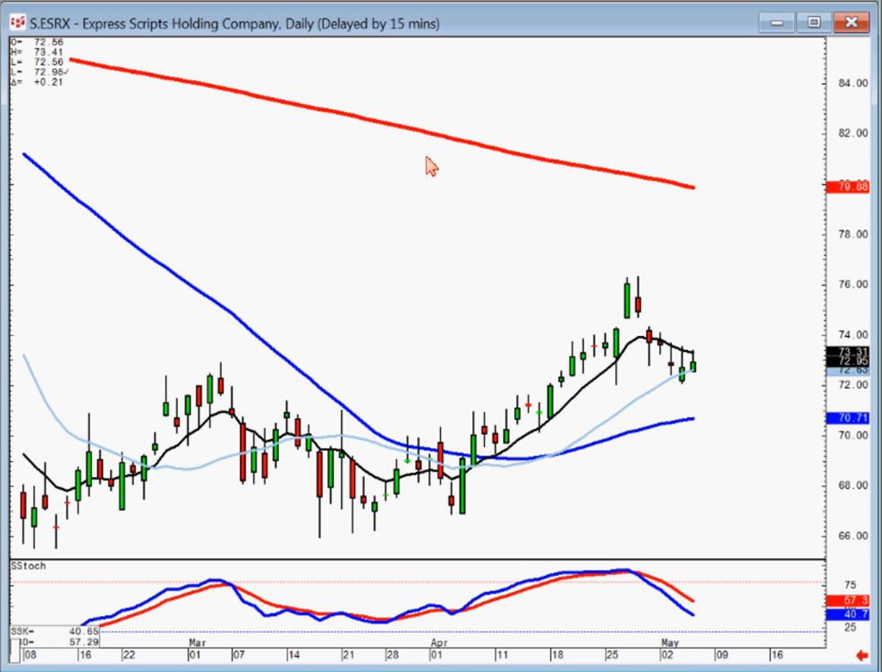ESRX hasn't been able to get back up above the T line either. If you were short, you stay short until you see it close above the T line.